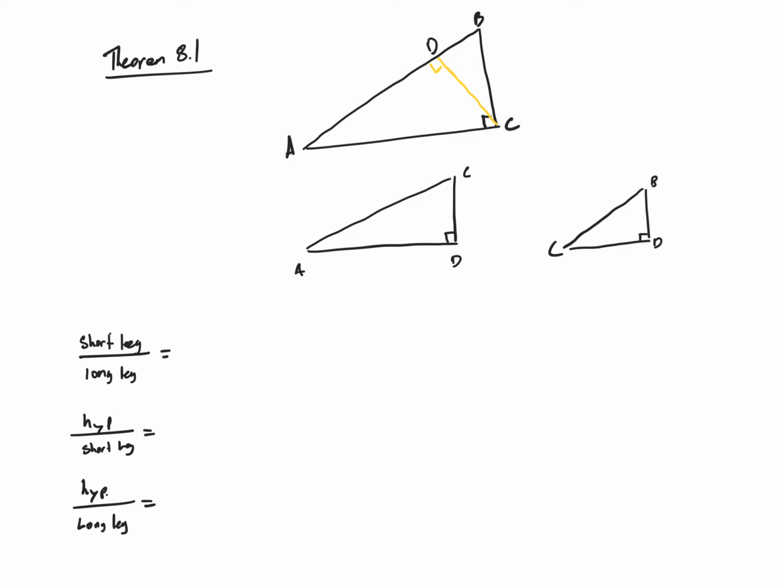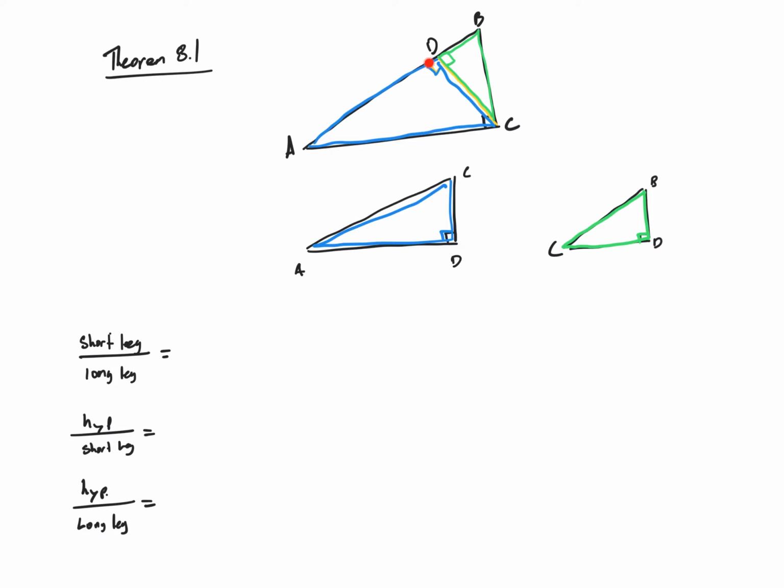So this is theorem 8.1, and it states that if you take a right triangle, like this one, triangle ABC, and you draw an altitude to its hypotenuse, then you get two other triangles. Let me see if I can draw these for you. Here's this little green one, which has a right angle right there. And then let's do this blue triangle here with the right angle.